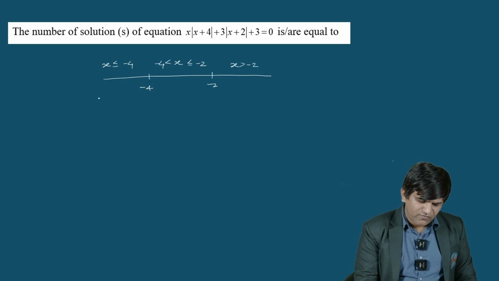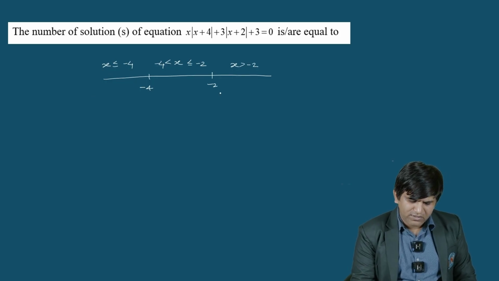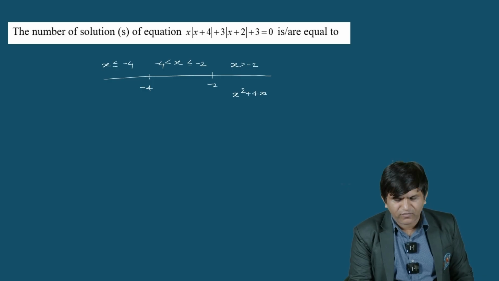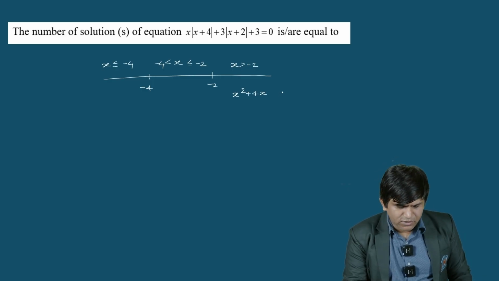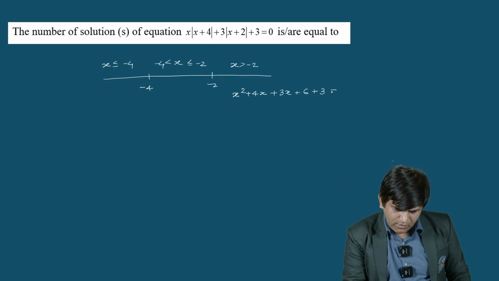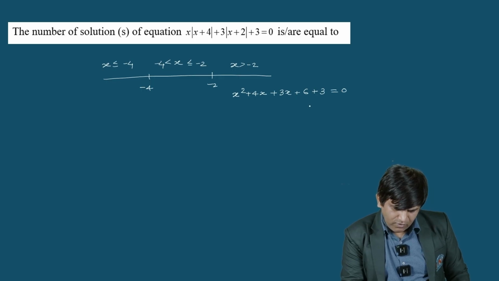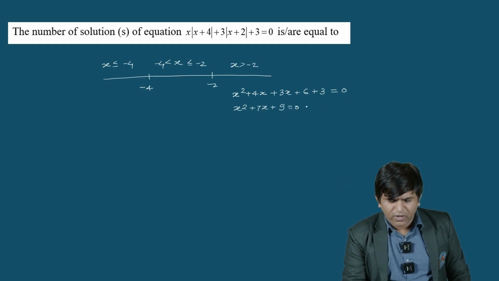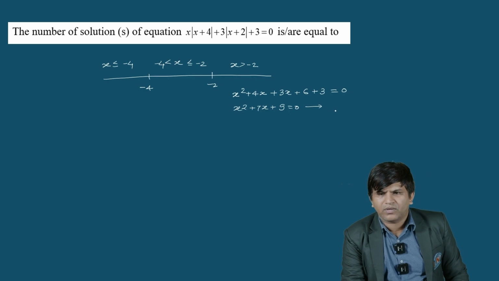Okay, so if we solve for when x is, let's say, greater than or equal to minus 2, this will give us x square, all mod will open with plus sign. So x square plus 4x plus 3x plus 6 plus 3 equal to 0 we are getting from here. So x square plus 7x plus 9 equal to 0. Generally, if quadratic is there and D is not less than 0, then we expect two solutions.